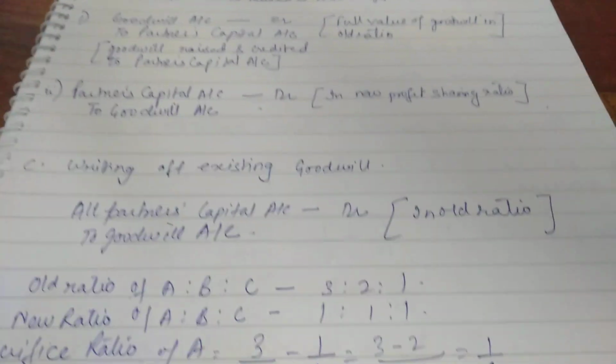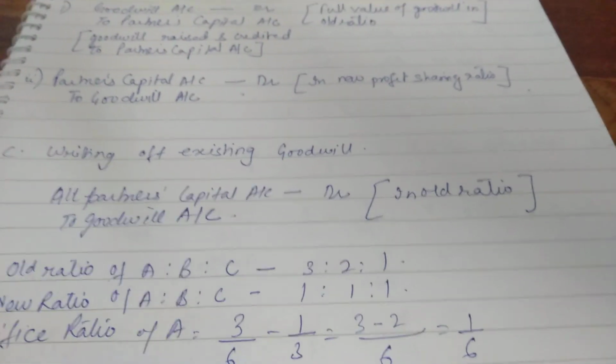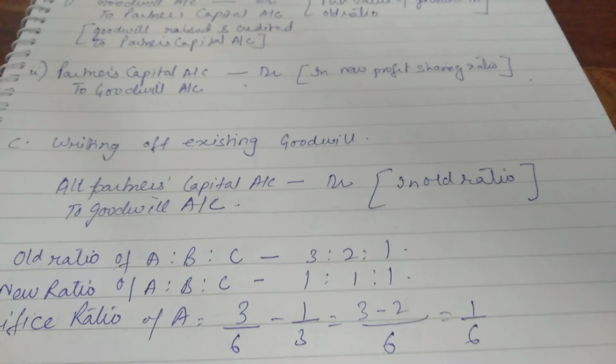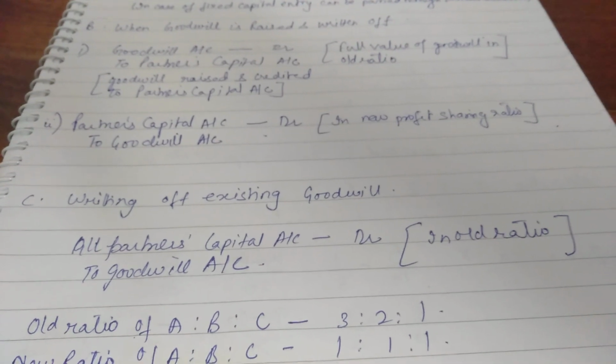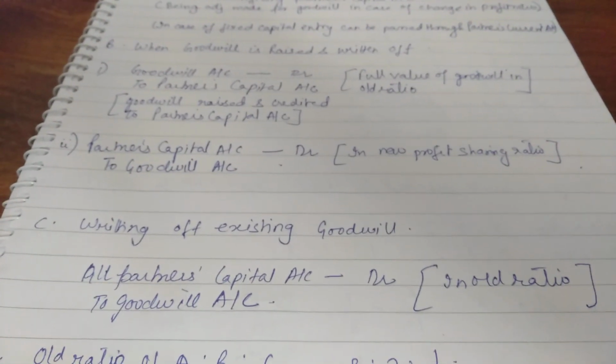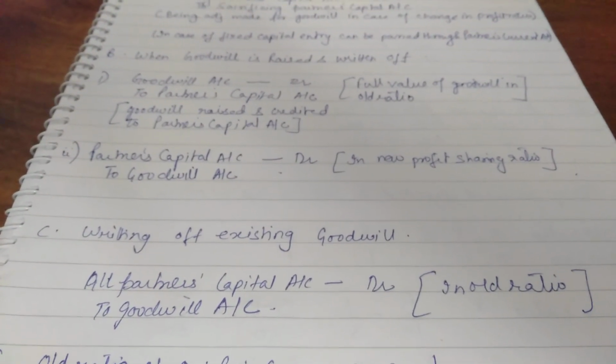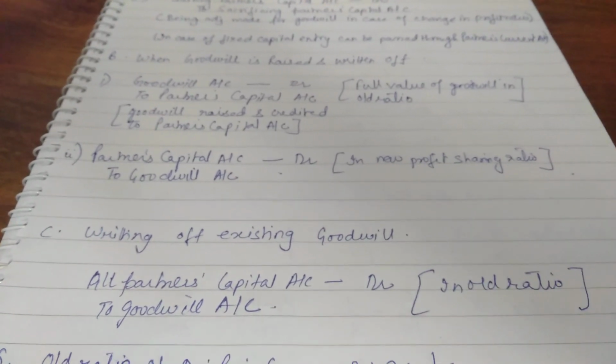Now it will also be mentioned, it is not compulsory. If there is existing goodwill and you have to write it off, then you have to pass this third entry: all partners' capital accounts debit to goodwill account in old ratio.